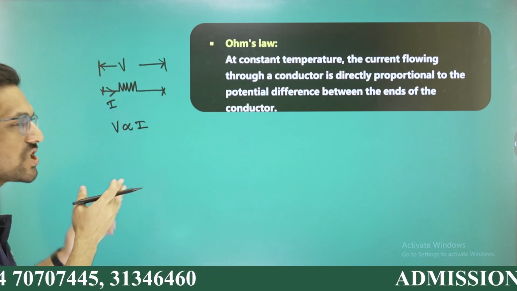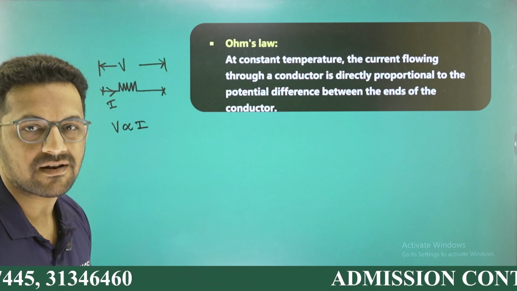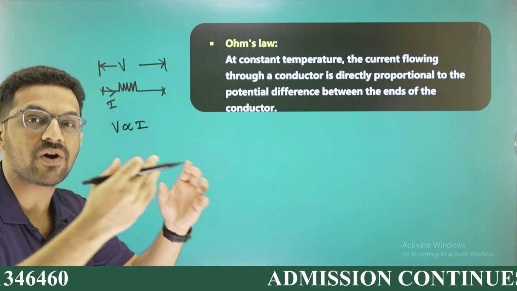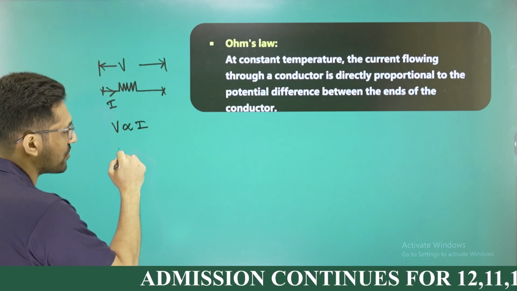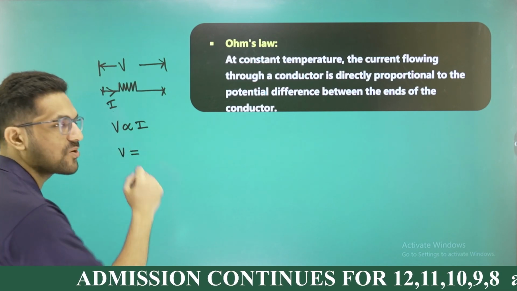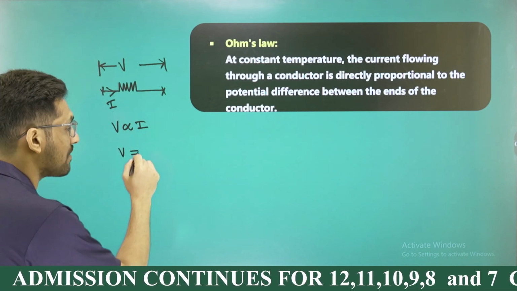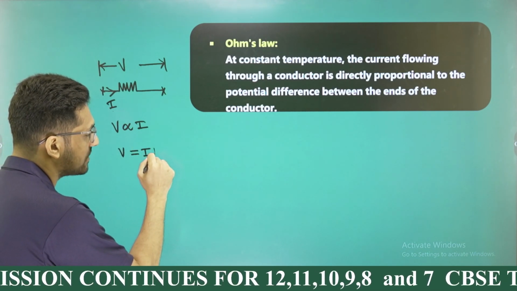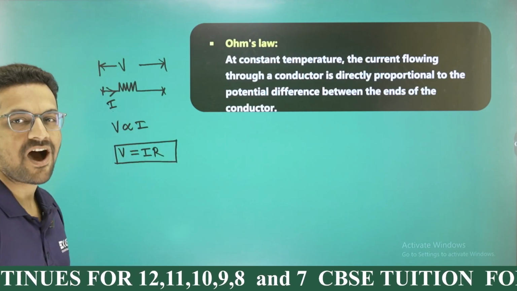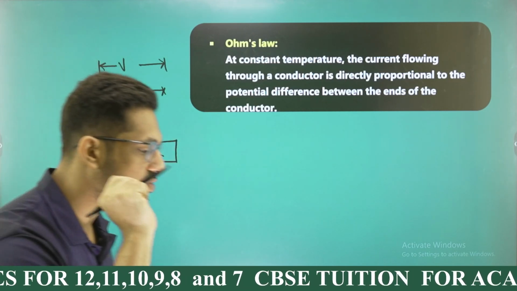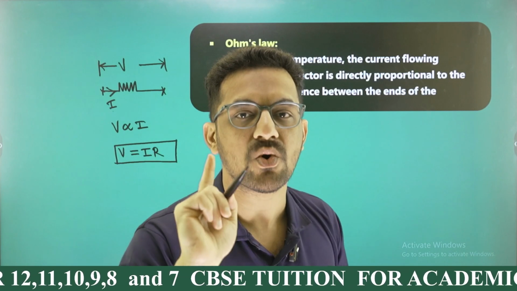This is just a relation. You cannot do much about a relation. You have to convert that into an equation. How to convert this into an equation? You can remove this proportionality and give an equal to sign there. Then you have to multiply a constant with it. That will be R. So V is equal to IR is your equation. This is the equation for Ohm's law. V is equal to IR.